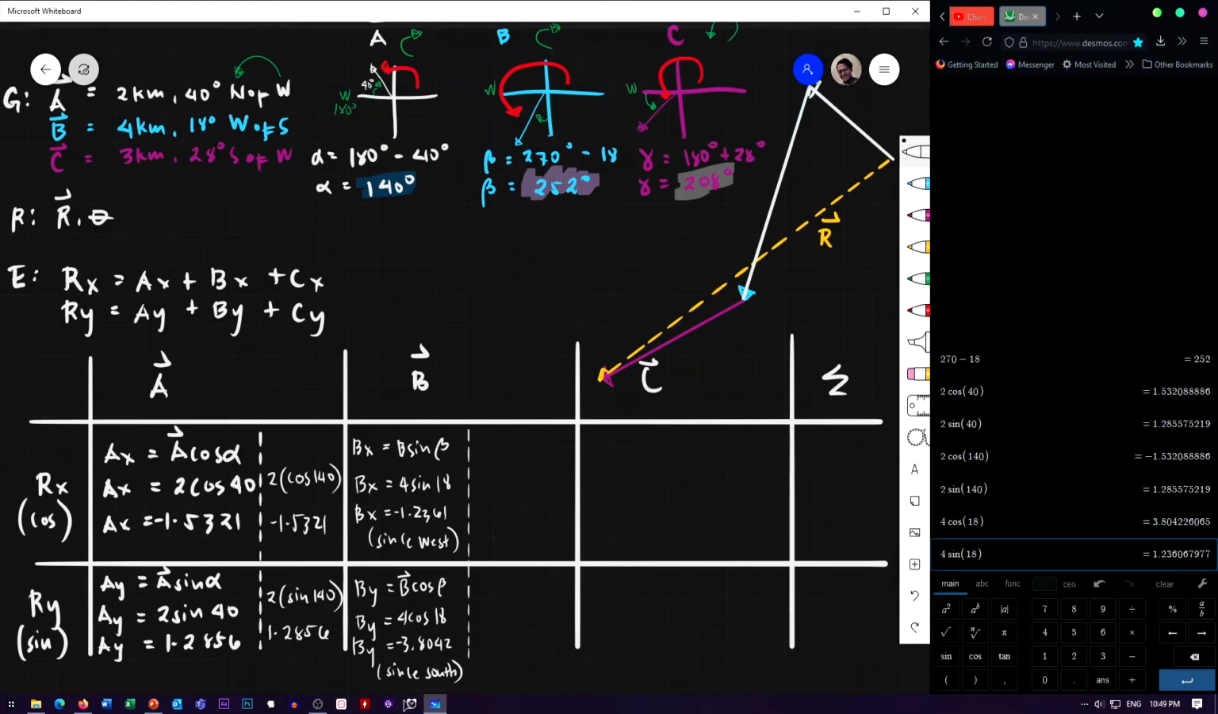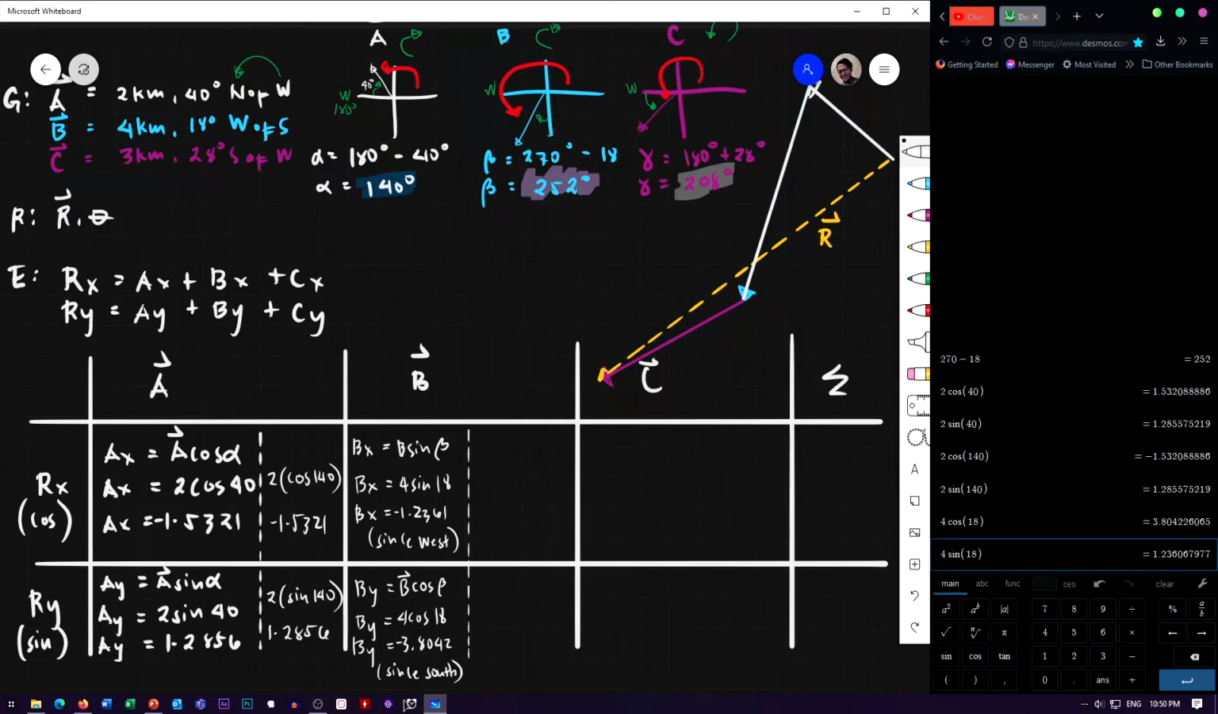Okay, so take a look. Our answer for b sub x is negative 1.2361 since the direction is west. And for b sub y, we have negative 3.8042 since the direction on the y-axis is south. Take a look here, I'm going to use the true angle, so we don't have to remember any unnecessary step. We're just going to input the values on the calculator and that's it.